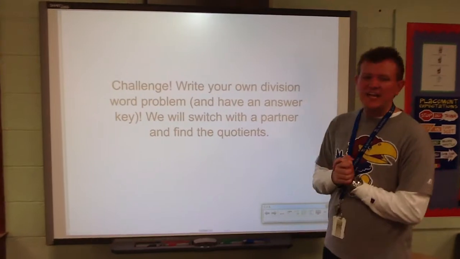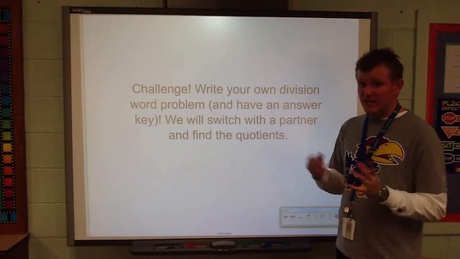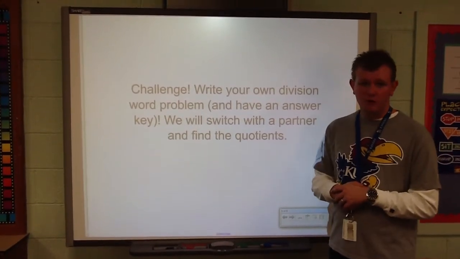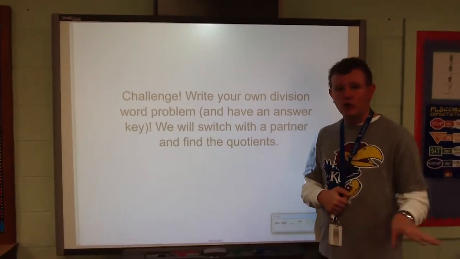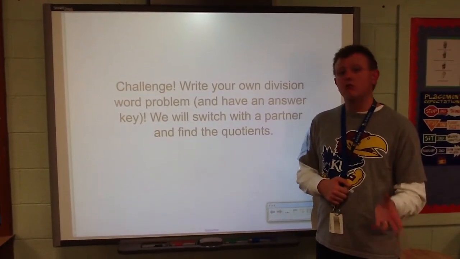All right, here's a challenge for you. Write your own division word problem and have an answer key. We'll switch with a partner and find the quotients tomorrow. If you have any questions about these kind of problems, bring them tomorrow. We'll be practicing together tomorrow or the next time I see you.